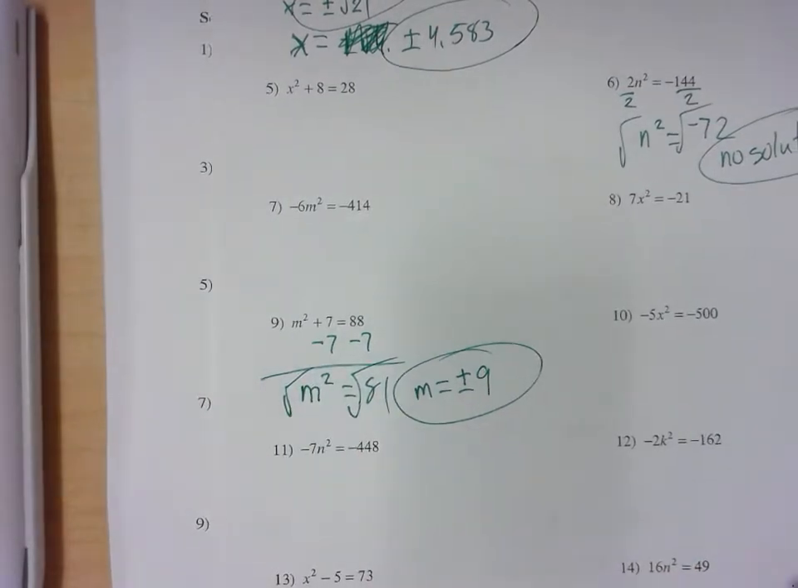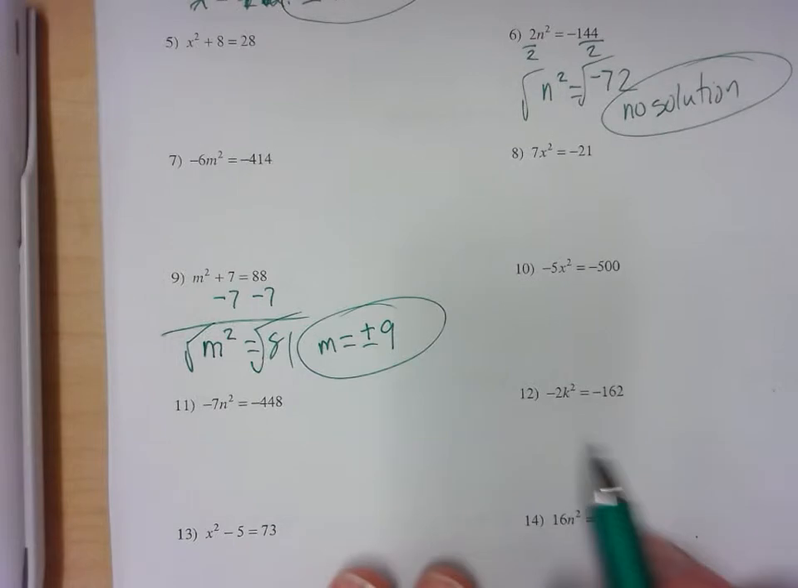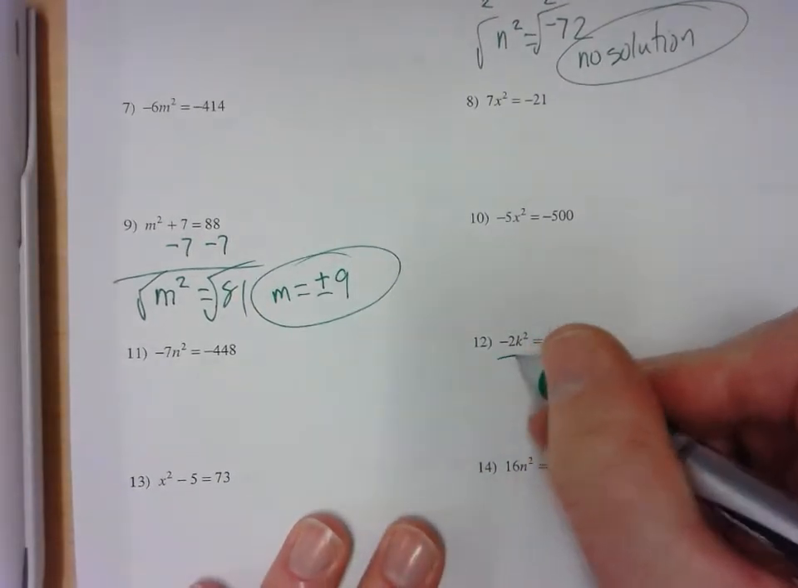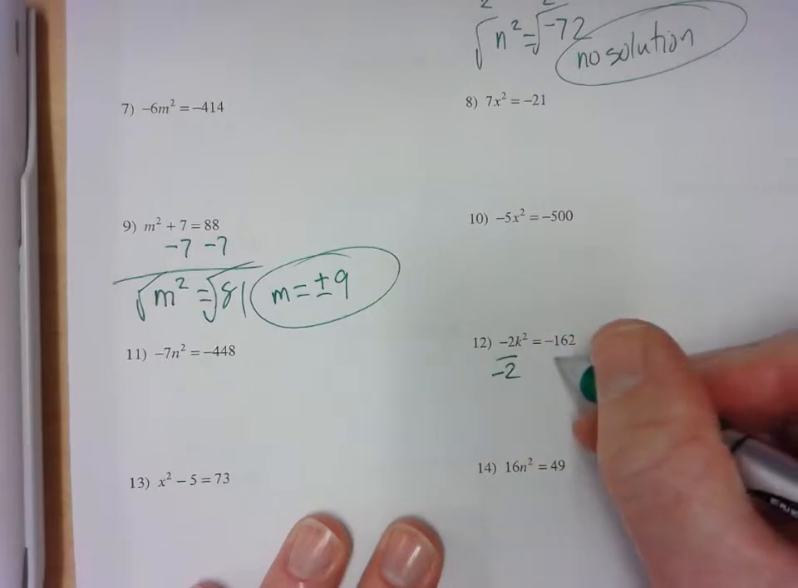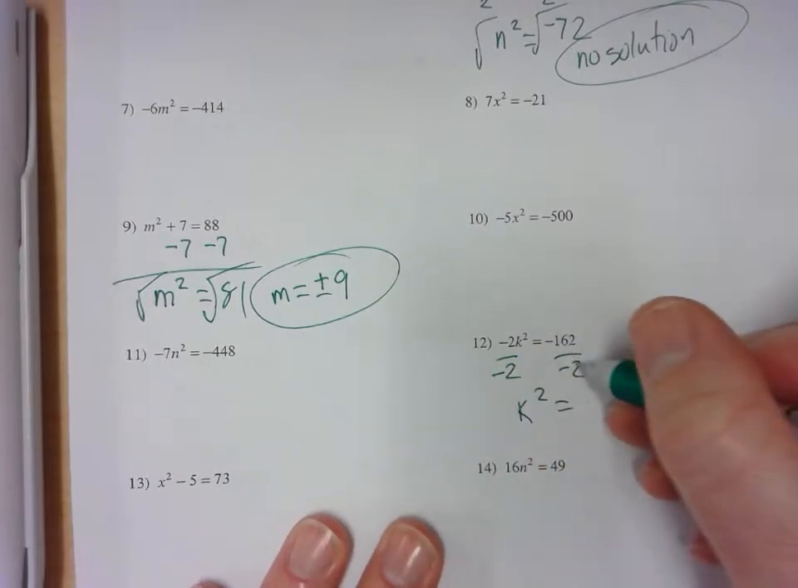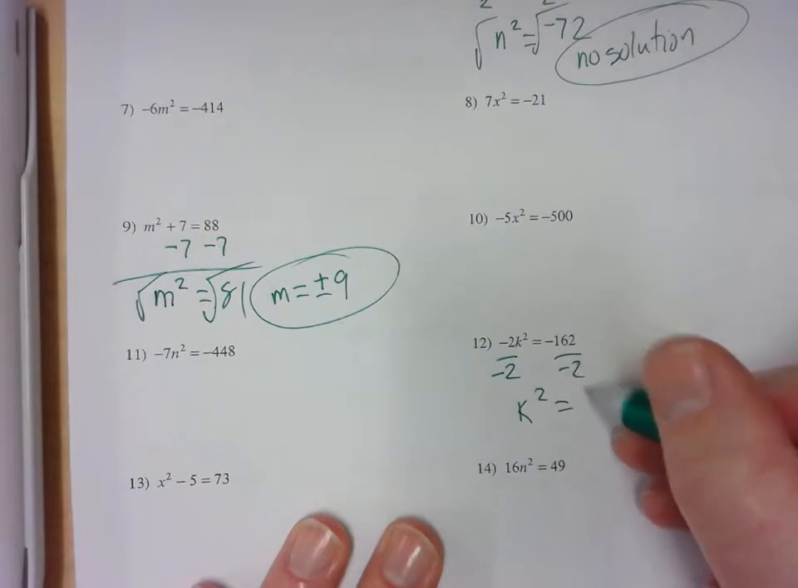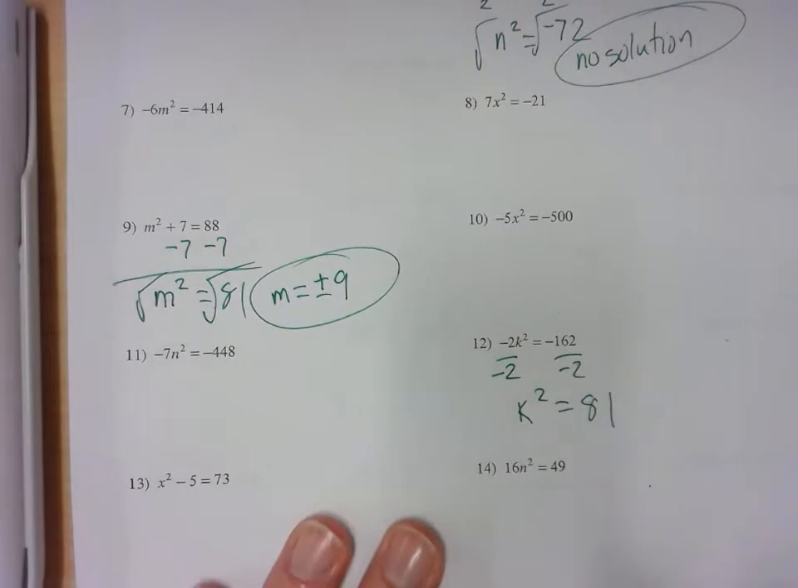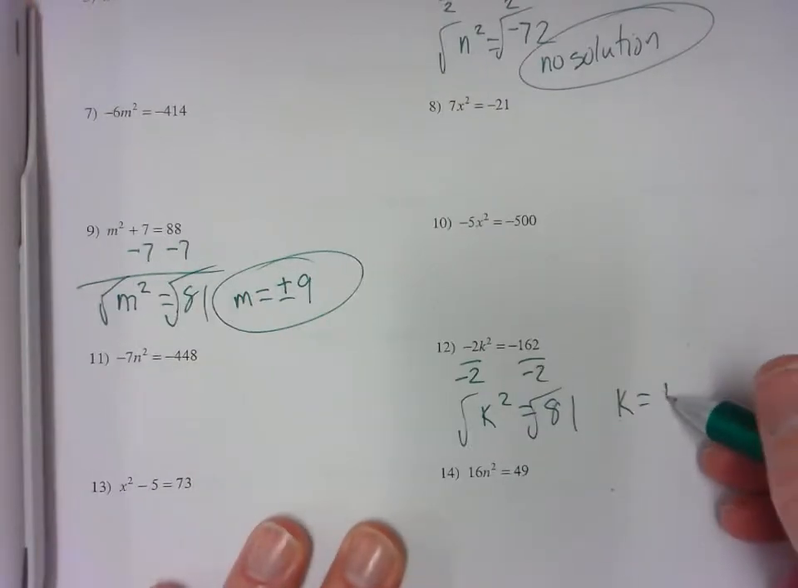Number 12, just because it has a negative doesn't mean that it's no solution, because I'm going to divide each side by negative 2. And I get k squared is equal to negative 2 divided by negative 2, which is 81. Now we're back to the last problem. Take the square root of each side, and k is equal to plus or minus 9.